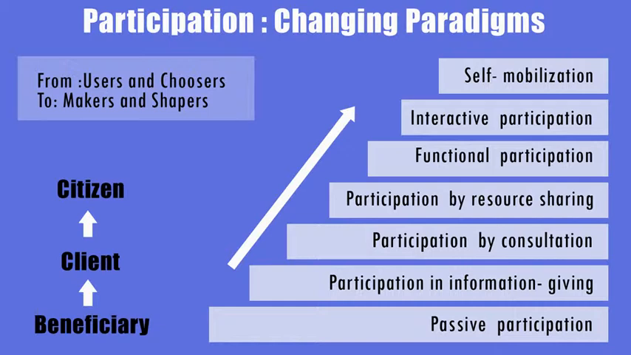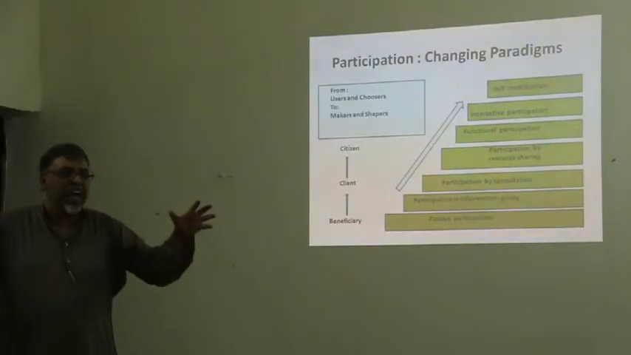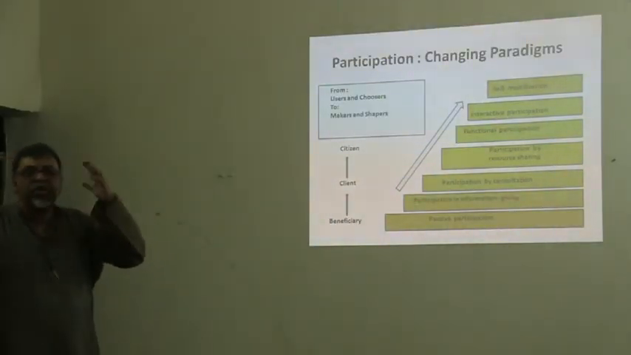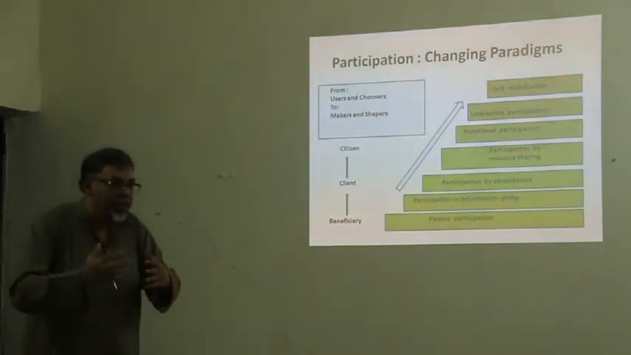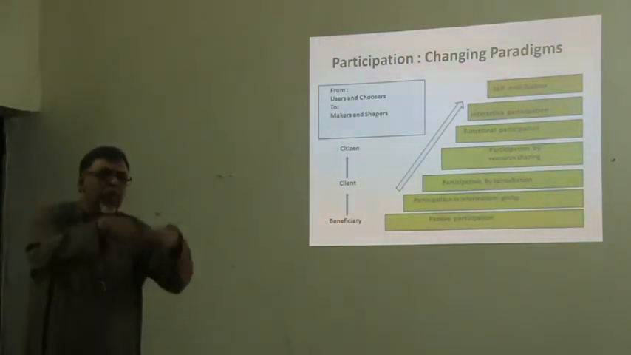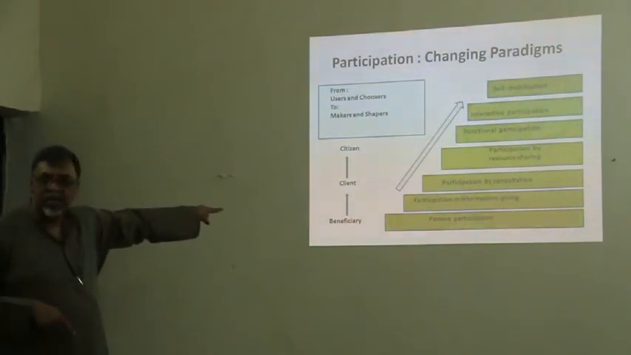So that's sometimes called the participation ladder or the steps of participation. Some other people have made the distinction, as I was saying, from being a passive beneficiary to an active citizen, from being users and choosers to makers and shapers. So basically what it means is how much agency or how much control and autonomy we conceive the community to have. The more we feel we are in charge and we are doing it for them, however we want them to participate, we are on the lower rungs.